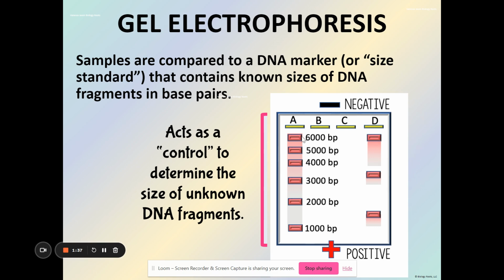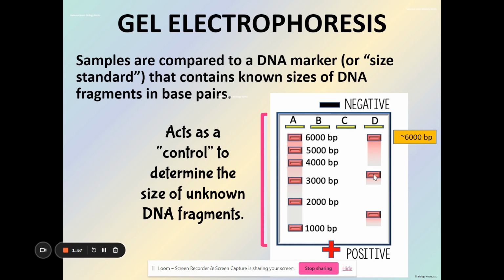So if we look at this, we know this has to be a large fragment because it didn't move very far from the well. Here's the well. So that's where you would stick the DNA. So this is about 6,000 base pairs. It lines right up with that.